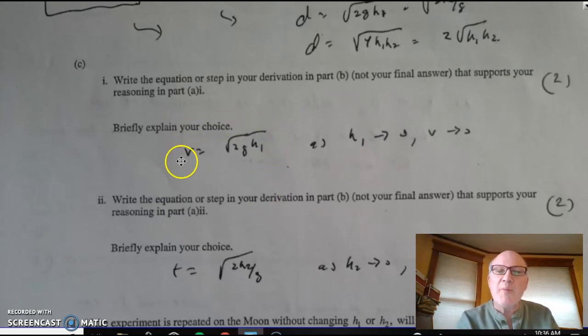Okay, well, let's go back to our velocity idea, right? We were saying that if h1 approaches 0, the exit velocity will approach 0, and you can see that that is borne out from our calculation of the velocity, which is square root of 2gh1. As h1 approaches 0, so will the velocity. So I could add a little bit more about that, but that's the basic reasoning.